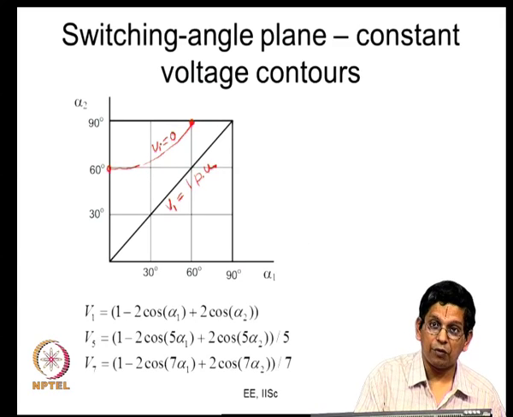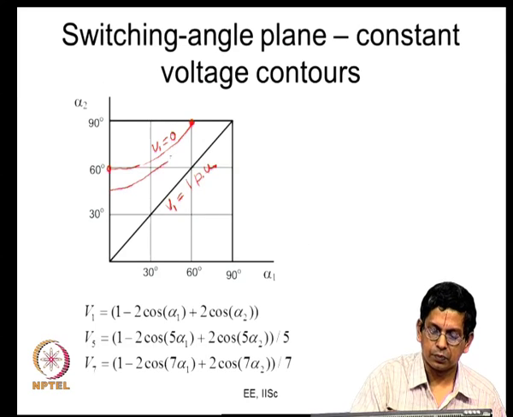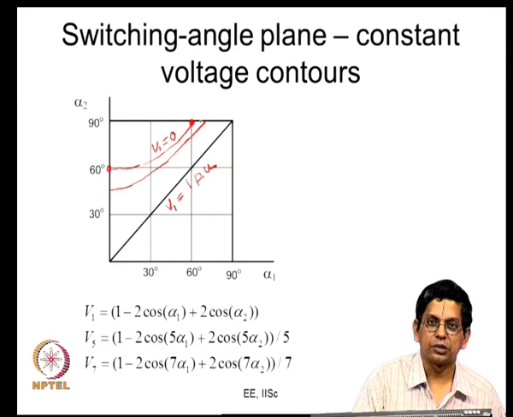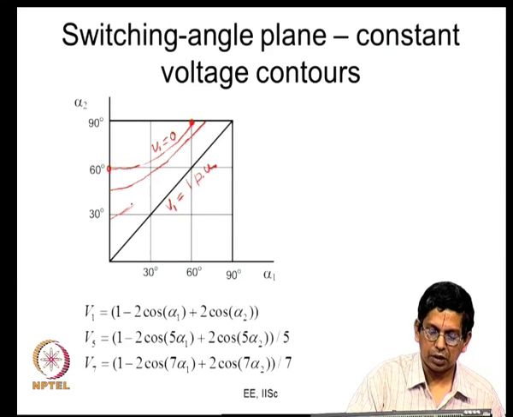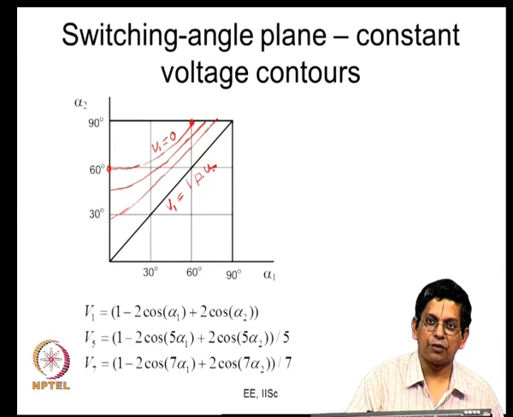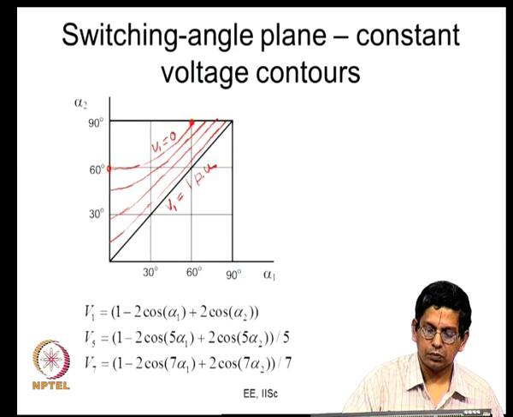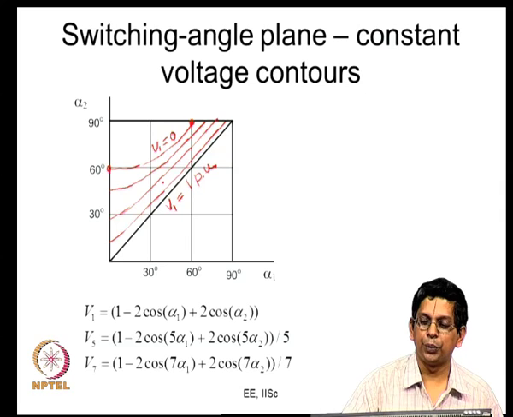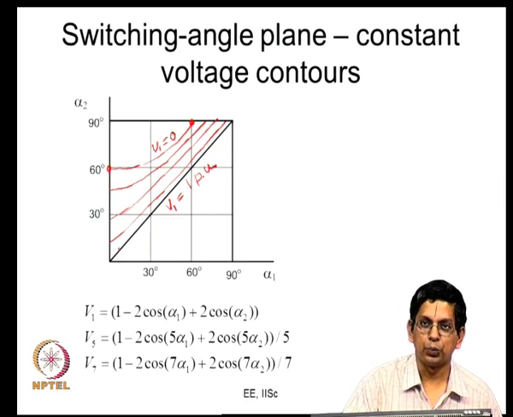So, let us say you want V1 equal to 0.2 per unit or so, you will get some other curve like this. If you want V1 equal to 0.5 or so, you might get some other curve like this, and if we want something like V1 equal to 0.8 per unit, you may get some other curve like this. So, these are all different values of V1. These are what we can call constant fundamental voltage contours on this alpha 1 versus alpha 2 plane.